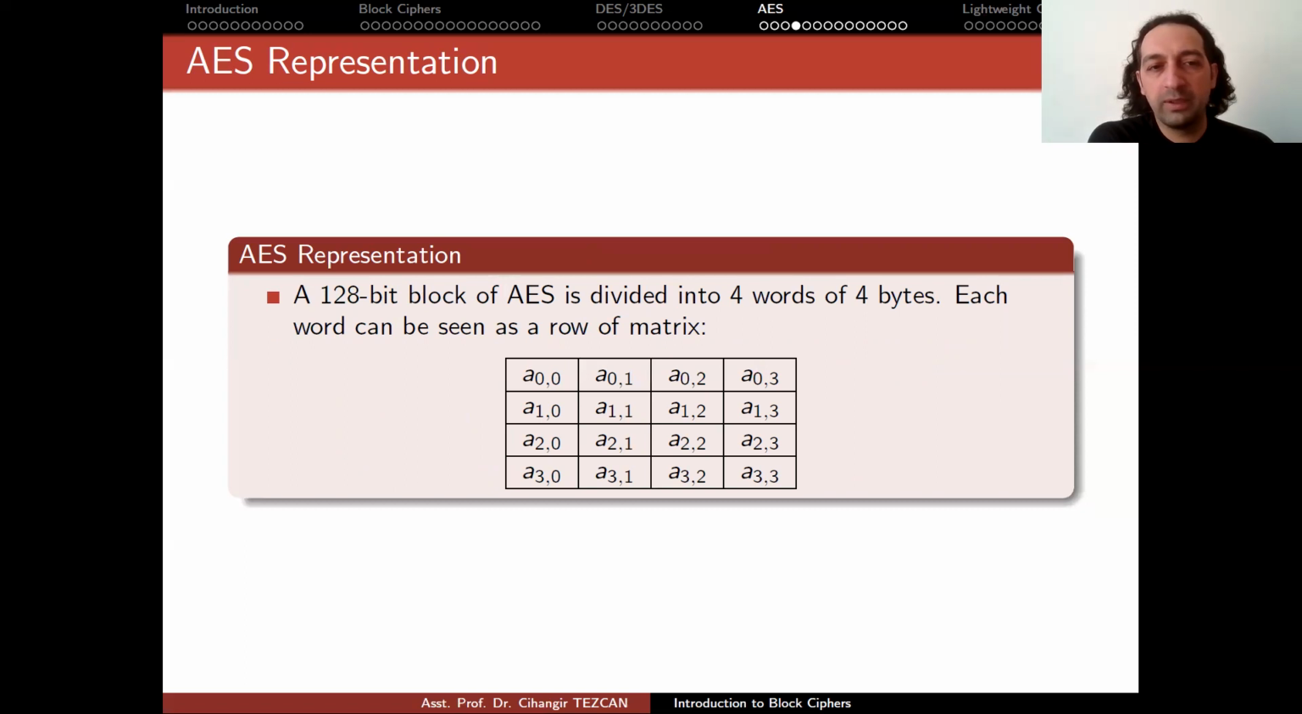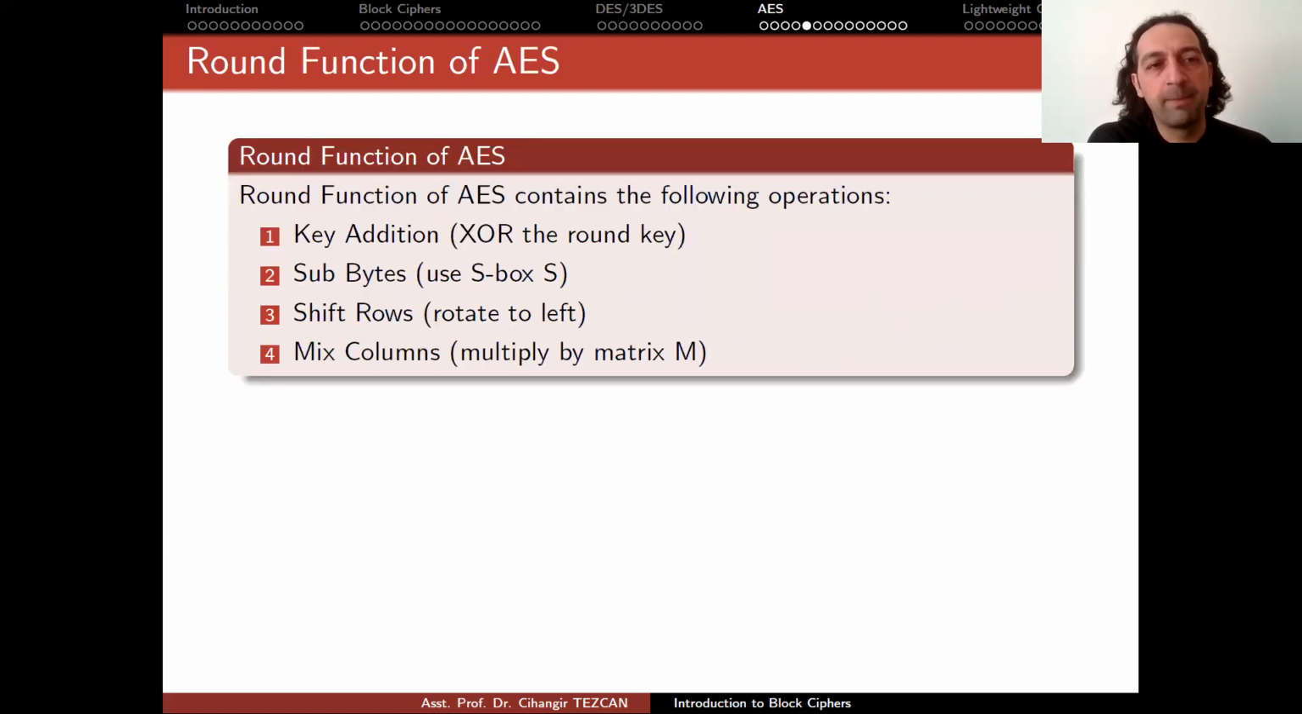We said that the block of AES is 128 bits. So it is divided into 4 words of 4 bytes. Each word can be seen as a row. So you can represent it like this by a 4x4 matrix. Each rectangle represents a single byte of the plain text block. And we perform operations on these rows and columns.